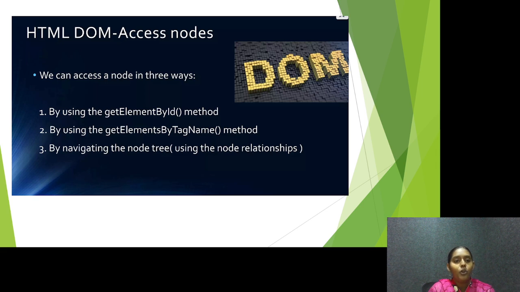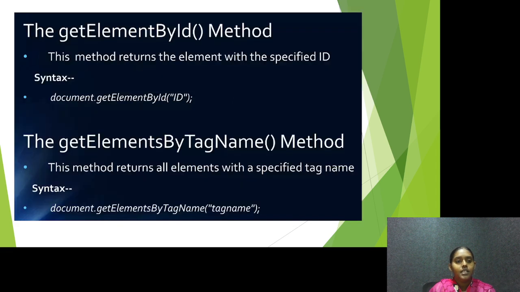And HTML DOM access nodes. We can access a node in three ways: by using the getElementById method, by using the getElementsByTagName method, and by navigating the node tree using the node relationships. The first one, the getElementById method. This method returns the element with the specified ID. For example, the syntax is document.getElementById, where the ID is mentioned in the parentheses.